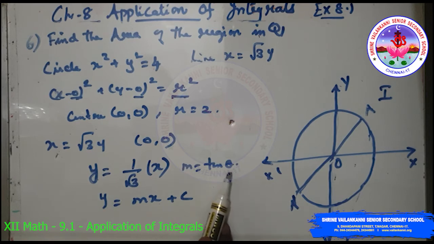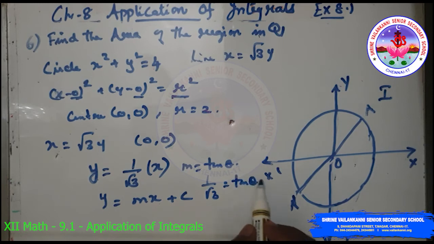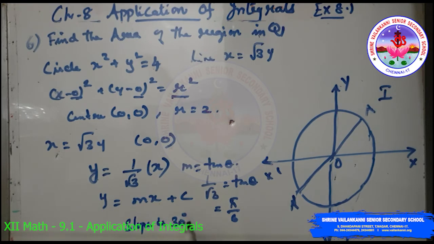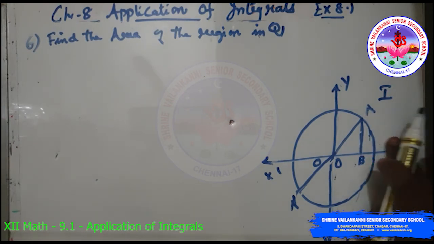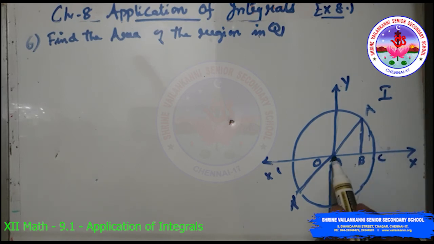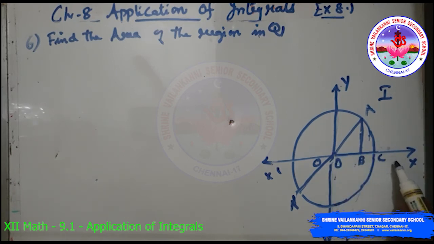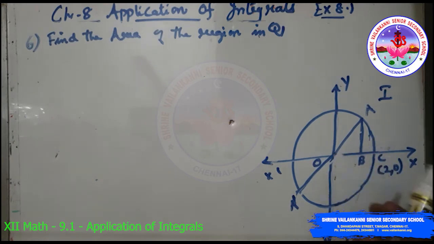So m equal to tan theta. Here m is 1 by root 3. So 1 by root 3 is equal to tan theta. So theta equal to tan inverse of 1 by root 3, which is pi by 6. Here slope is 30 degree or pi by 6. So drop a perpendicular from this. The point is B. Here this is C. So the radius of this is 2, so 2, 0. And the origin is 0, 0.